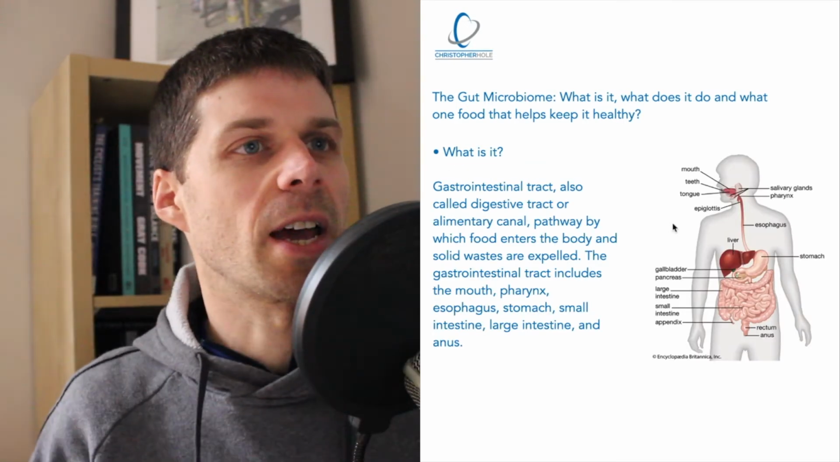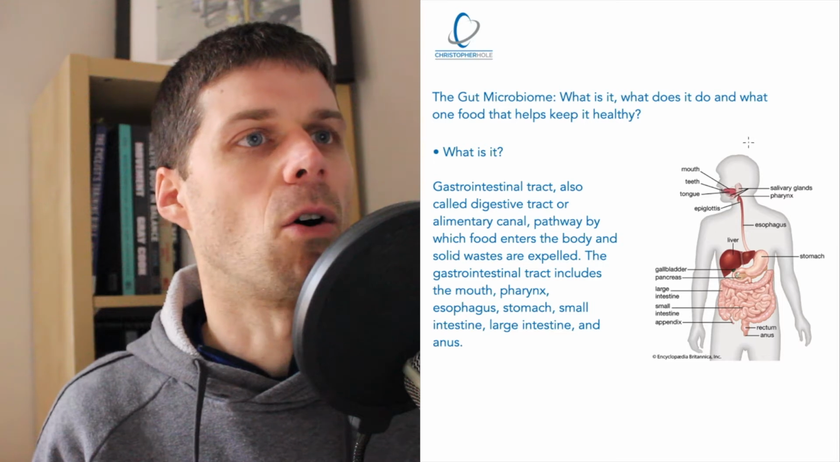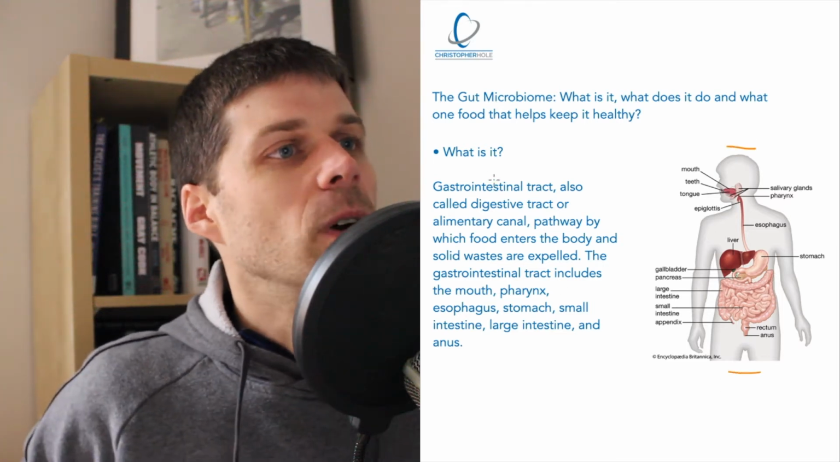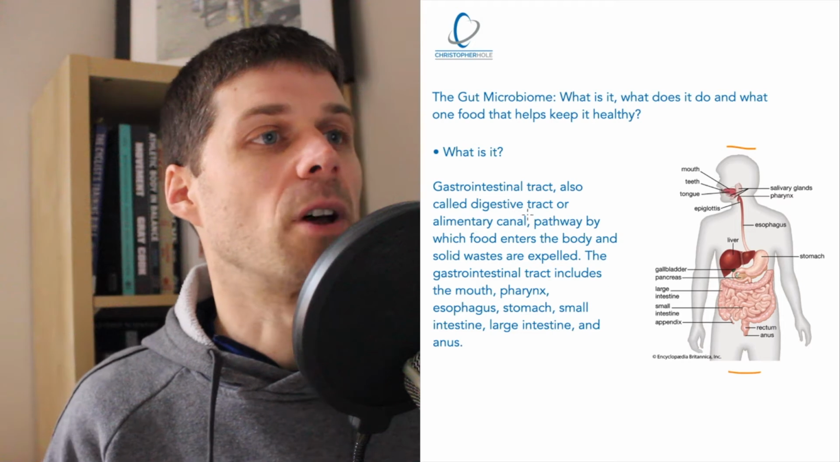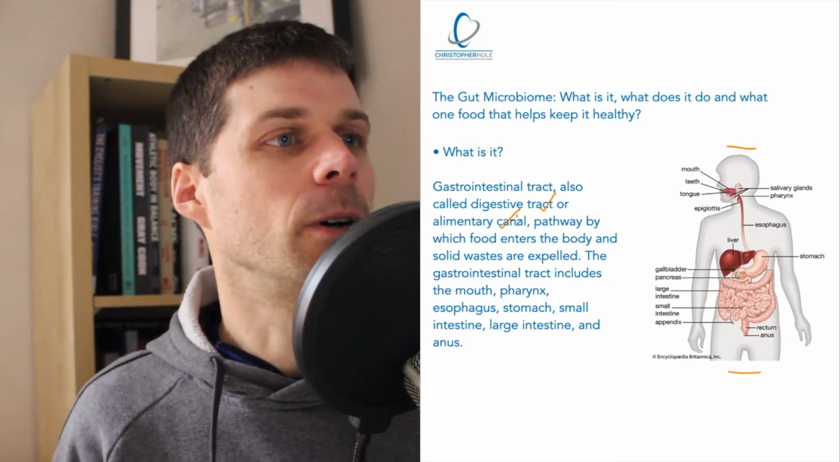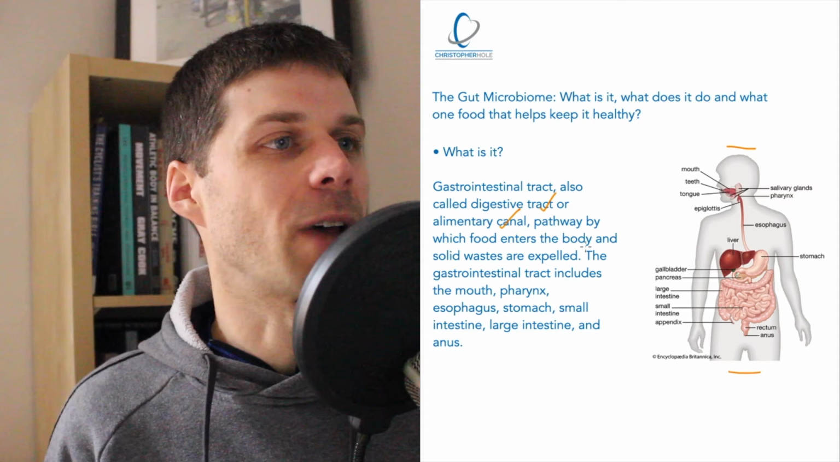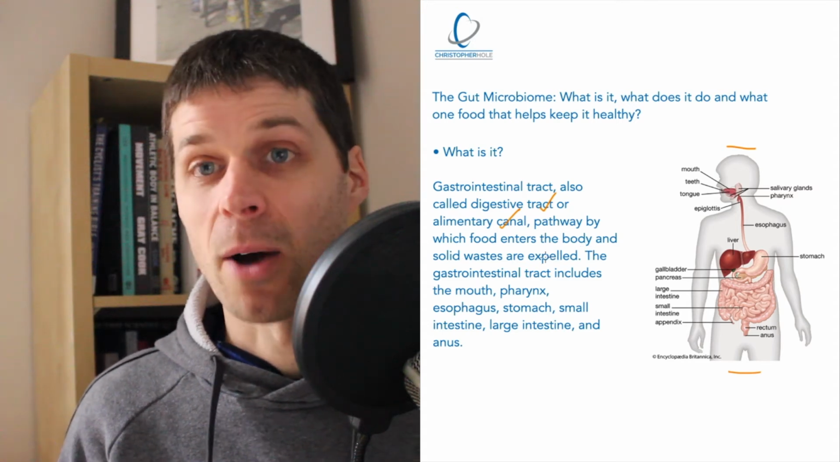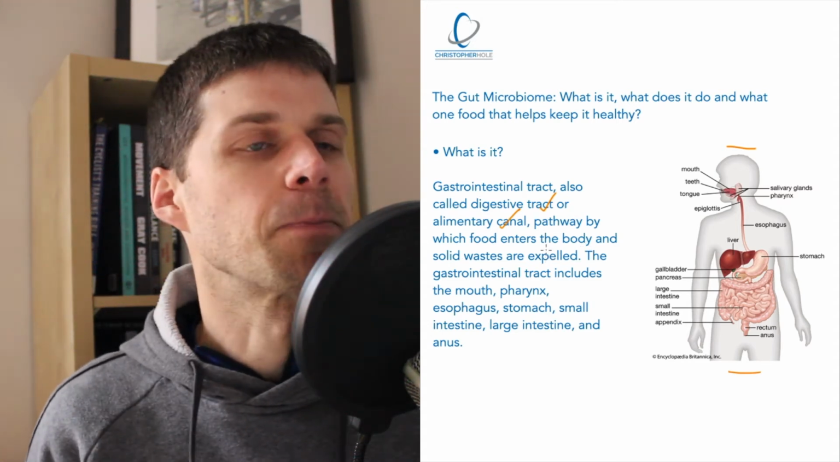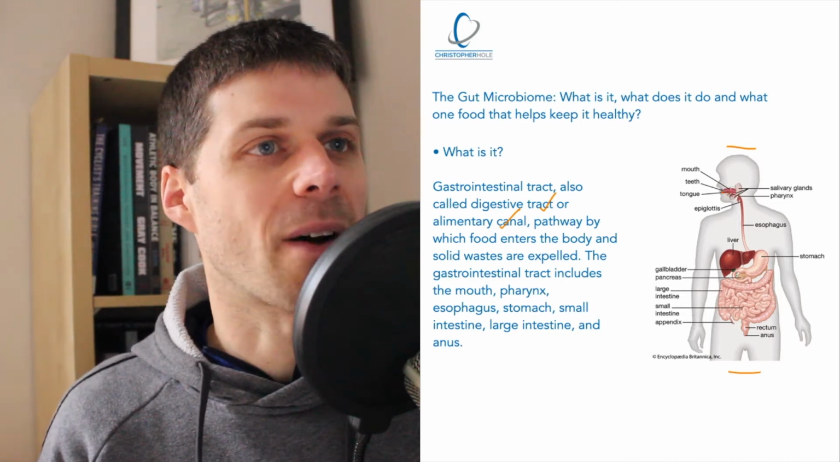Now, as you can see on here, you've got the outline of a human body. And as you can see here, the gastrointestinal tract, also known as the digestive tract or alimentary canal, is the pathway by which food enters the body and solid waste is expelled. So this again is the big picture. We haven't got to the gut microbiome just yet. But essentially, this is where it enters.